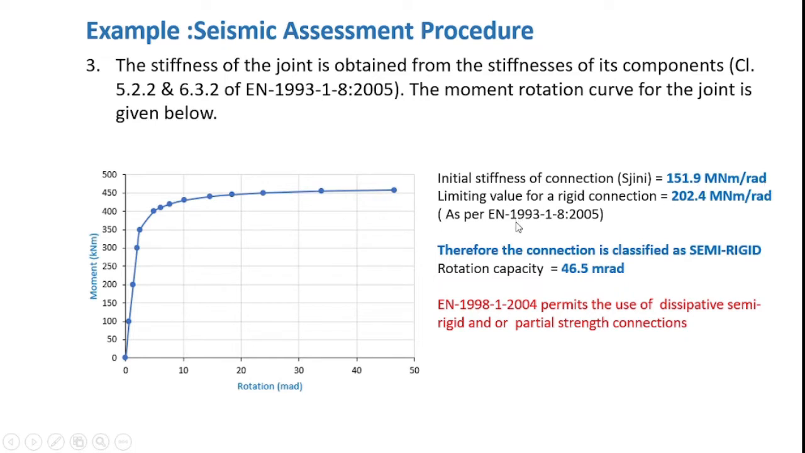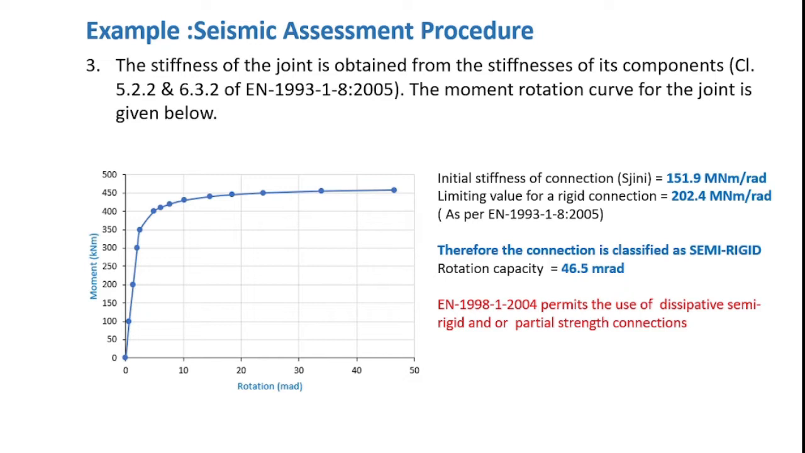Now, as prescribed by EN 1993-1-8:2005, the limiting value for a rigid connection works out to be 202.14 meganewton meter per radian. Obviously, the initial stiffness happens to be less than the limiting value, and accordingly, we can classify this connection as a semi-rigid one, and the rotation capacity associated with this connection works out to be 46.5 milliradians. So please note that we have developed a connection that is semi-rigid and of partial strength.